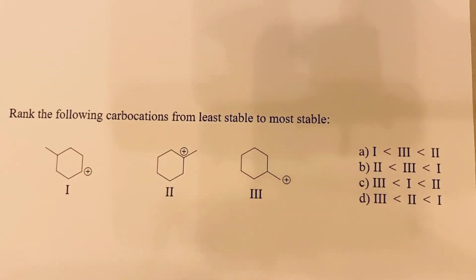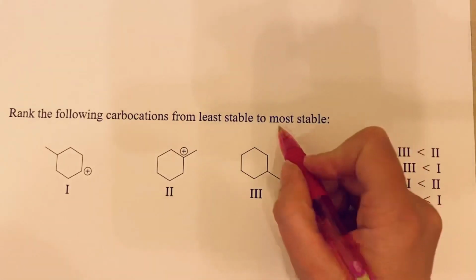Rank the following carbocations from least stable to most stable. So to begin answering this question, we need to remember what makes a carbocation stable. Like alkenes, carbocations are stabilized by having more bonds to other carbon atoms.